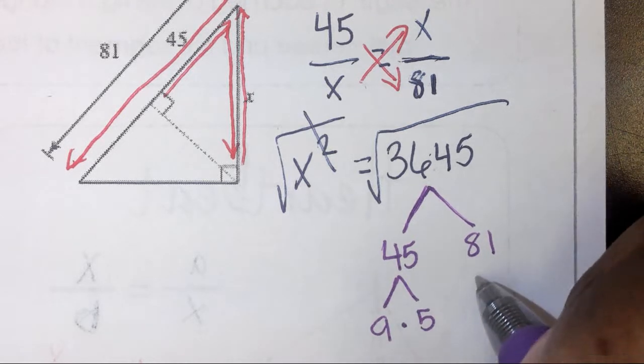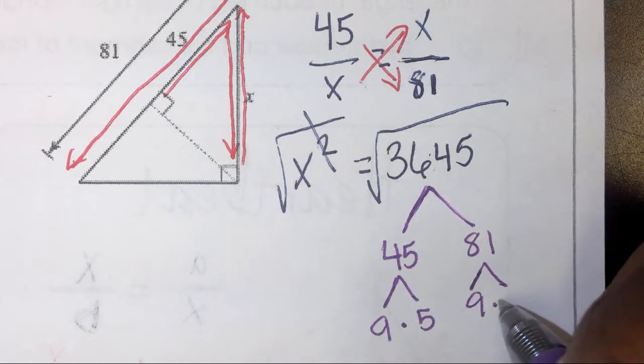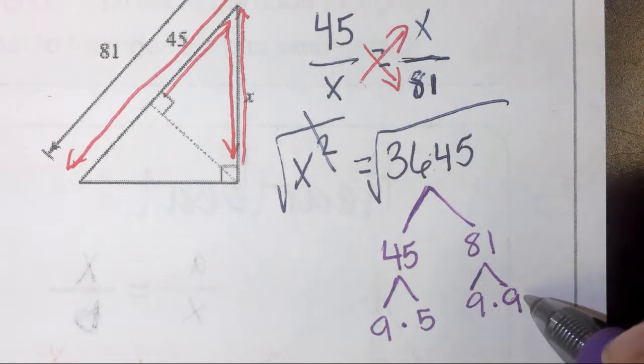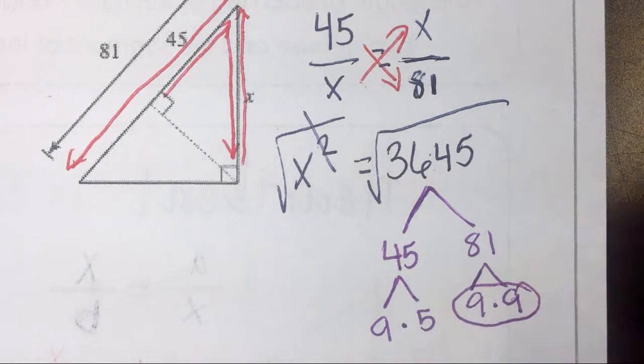9, 5, and then 9 and 81. I mean 9 and 81. 9 and 9. So for 81, you got 9 and 9. You should understand that you don't need to go any further than that. Once you get double numbers right there, you can circle that. Some of y'all going to try to do 3 and 3 and 3 and 3. That's a waste of time. If you get double numbers, circle them.